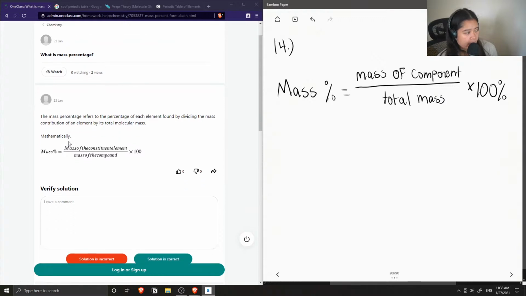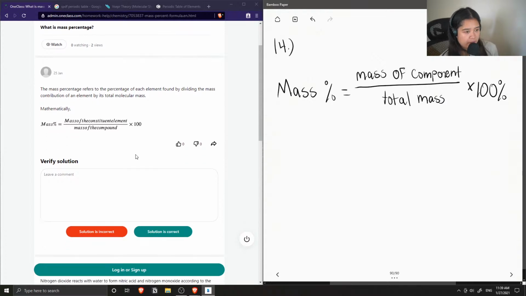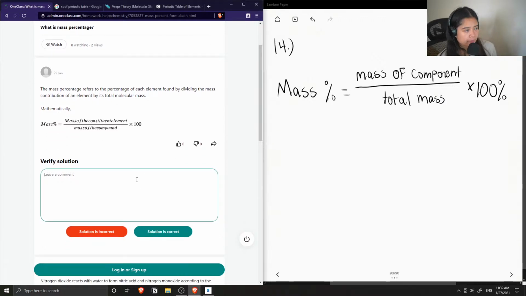So the junior tutor said that the mass percentage refers to the percentage of each element found by dividing the mass contribution of an element by its total molecular mass. Yep, so that's one way you can do it. Mathematically, you have the mass of the constituent element divided by the mass of the compound times 100%. Yep, so this solution is correct.